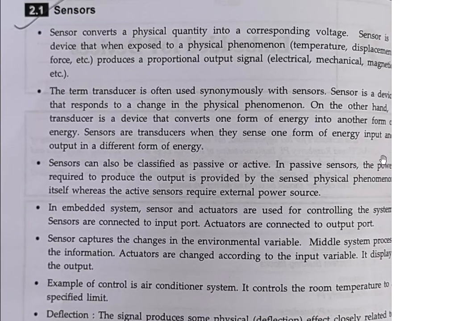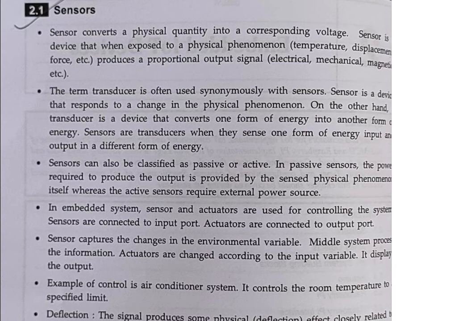So the first thing is the sensors. A sensor converts a physical quantity into a corresponding voltage. A sensor is a device that, when exposed to a physical phenomenon like temperature, displacement, force, etc., produces a proportional output signal, like an electrical, mechanical or magnetic signal. So a sensor basically converts the physical quantity into the corresponding voltage.